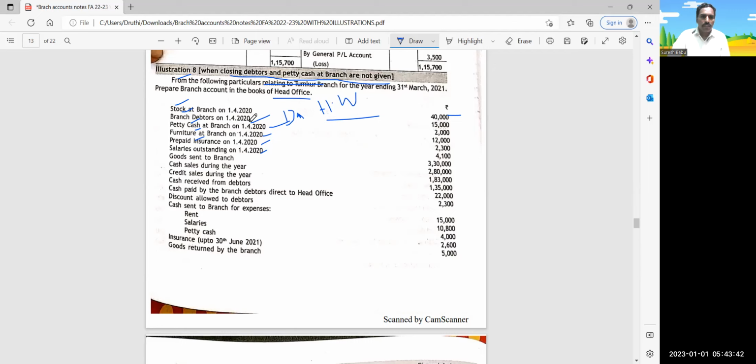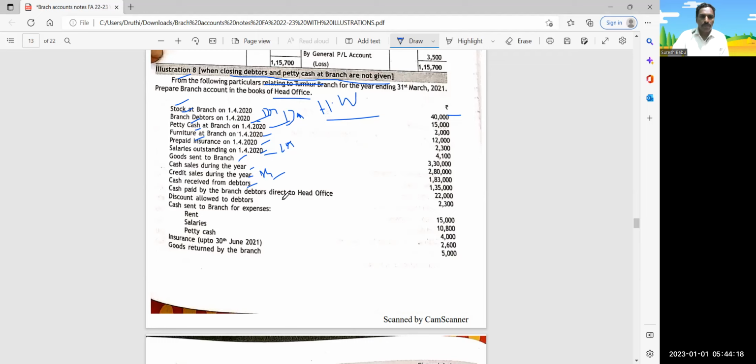Then this opening debtors is also debited to the debtors account. Then salaries are to be credited in branch account. Goods sent debited, cash sales credited, credit sales are to be debited in the debtors account, debit side. Cash received from debtors is to be credited in the debtors account and credited in the branch account.